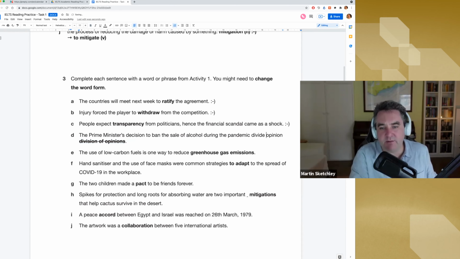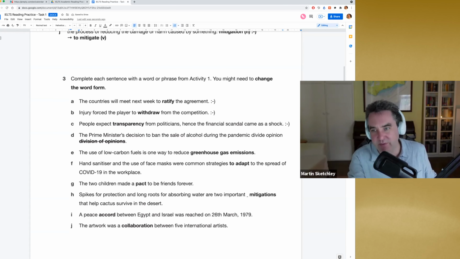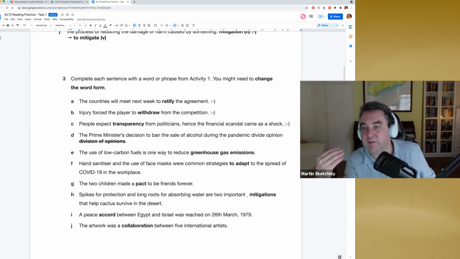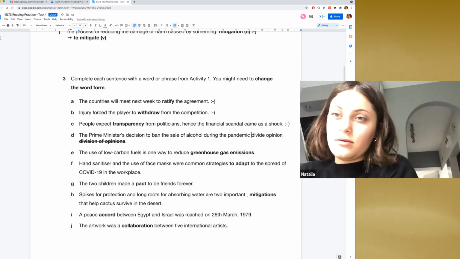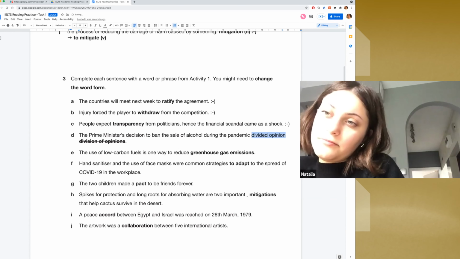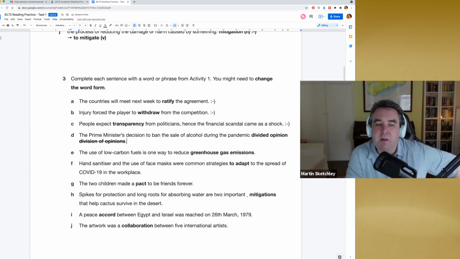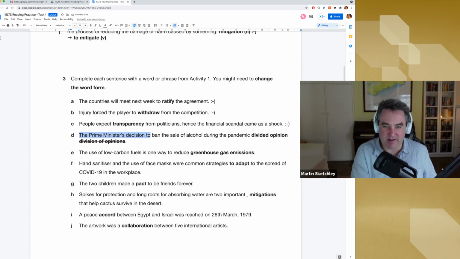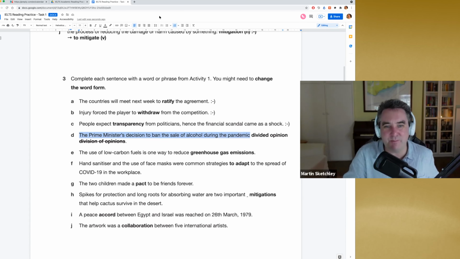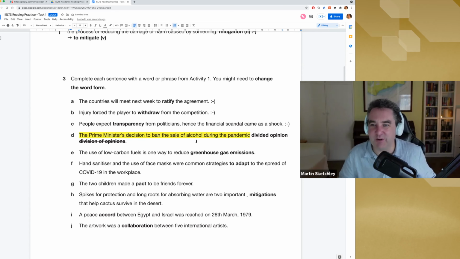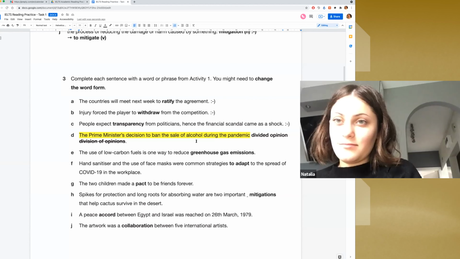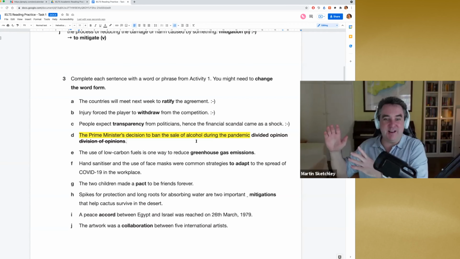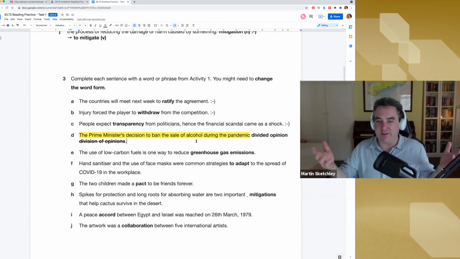Now, because we're reporting, like on the news, they tend to use the past tense when they're reporting on something. Divided. So here, I'll just highlight it. It's such a big subject. Normally for subjects, it's like he, she, we, they. But this one provides the entire subject. So the Prime Minister's decision to ban the sale of alcohol during the pandemic divided opinion.